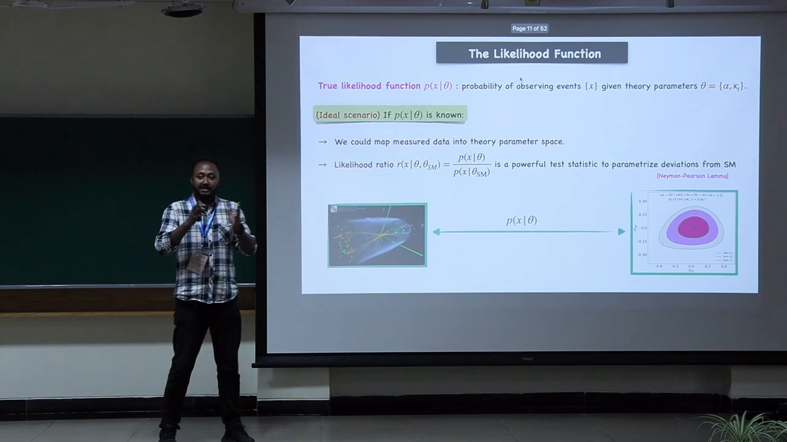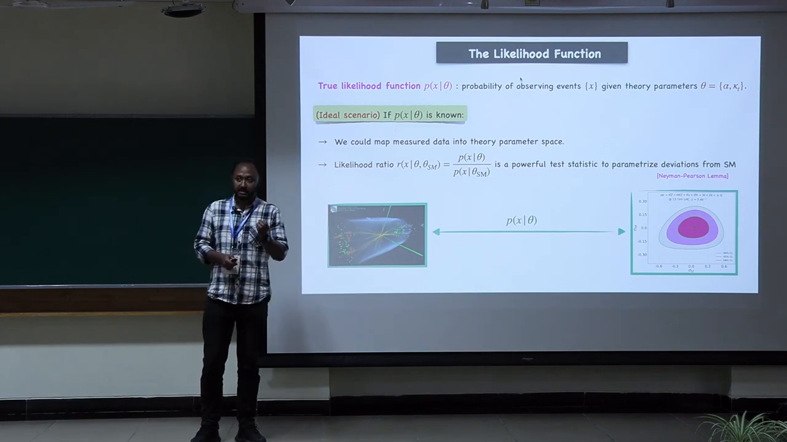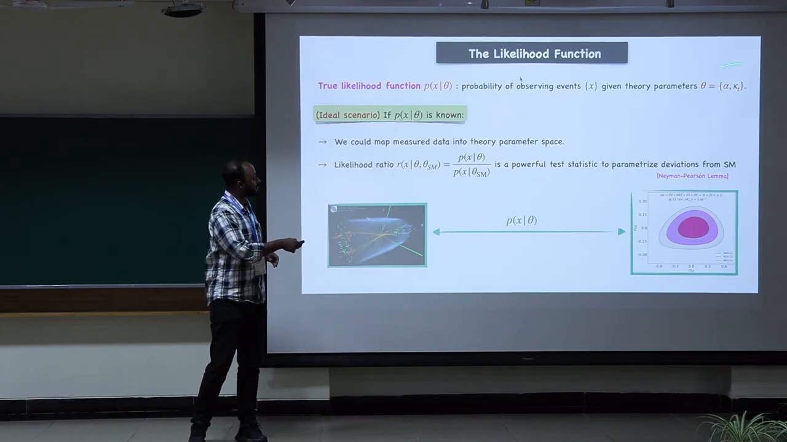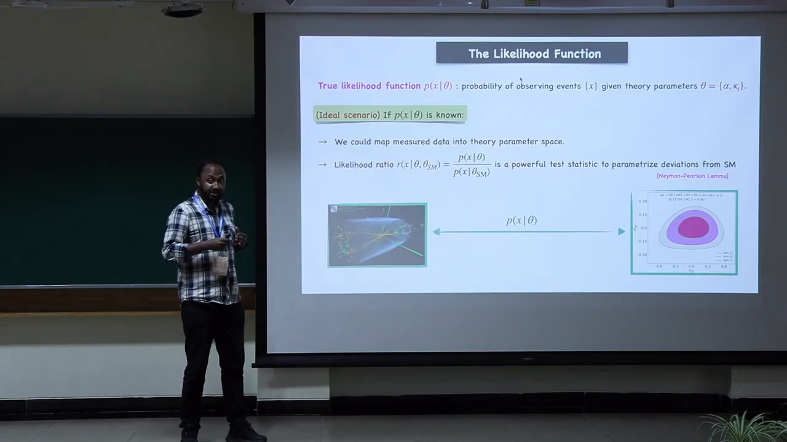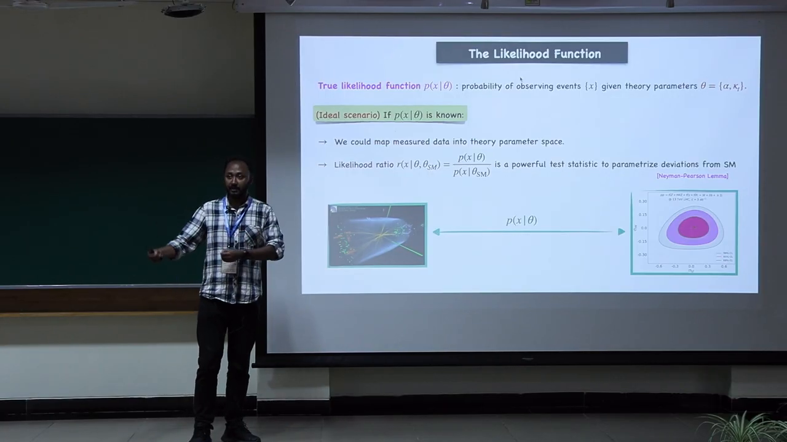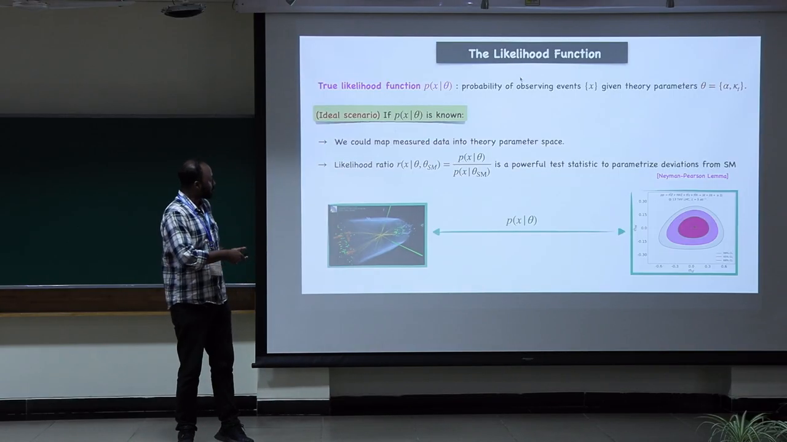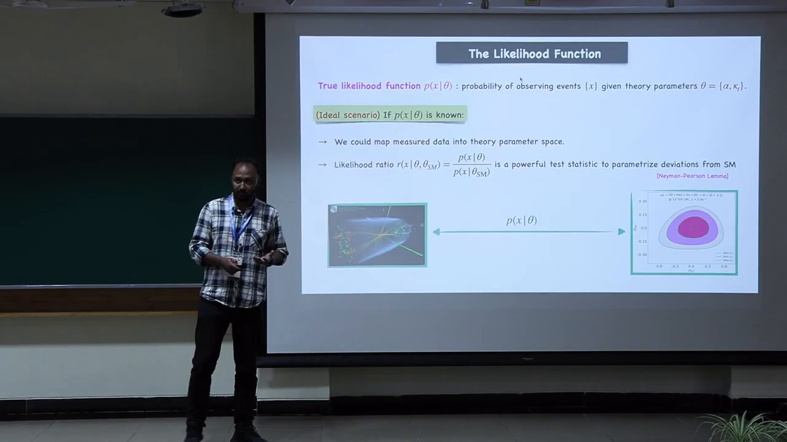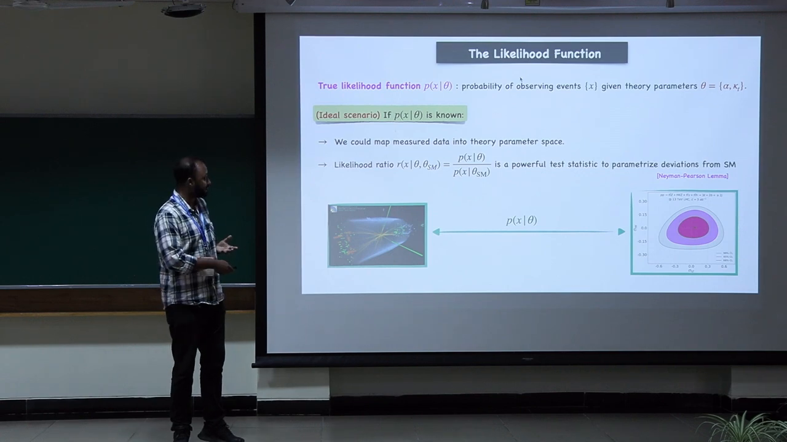Now, in an ideal world, if the likelihood function were known, where the likelihood function represents the probability of observing events x at the detector level, given the theory parameters theta, which in our case are alpha and kappa t, then we could easily map any measured data into the theoretical parameter space. Similarly, it would allow us to define the likelihood ratio, which is known to be a powerful test statistic to parameterize any potential deviations from the standard model. But in a realistic scenario, its computation can be quite involved.